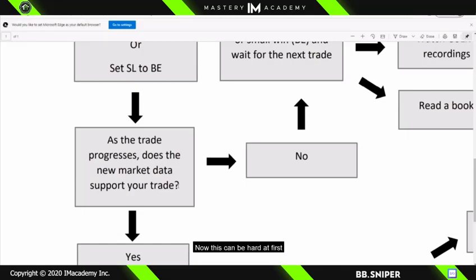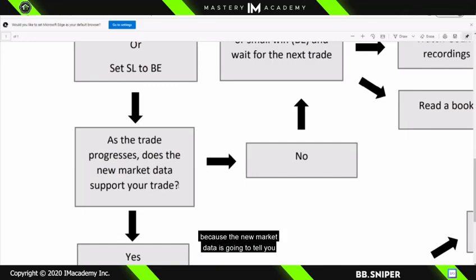Now, this can be hard at first because a lot of young traders, when they get into a position, their eyes don't go to market structure or market data. Their eyes go to the MT4 on the part where it displays blue or red. You're looking at your money. Is it going up? Is it going down? What's it doing? And so you're not focused on what the market's telling you, and that's where you're screwing things up.